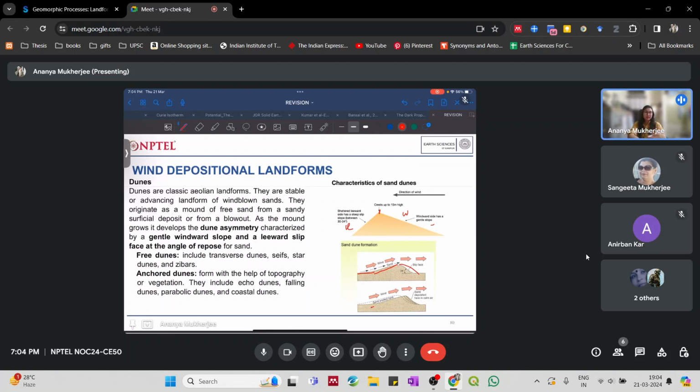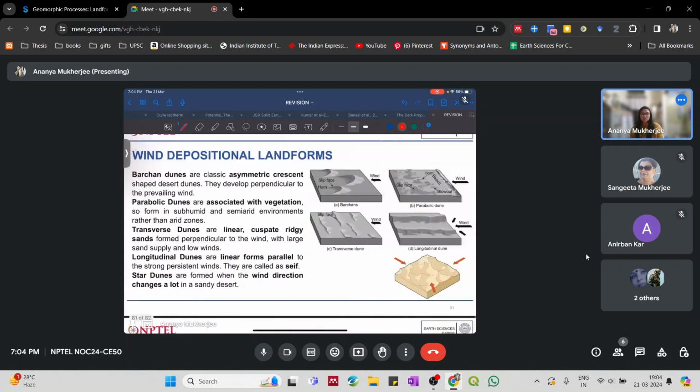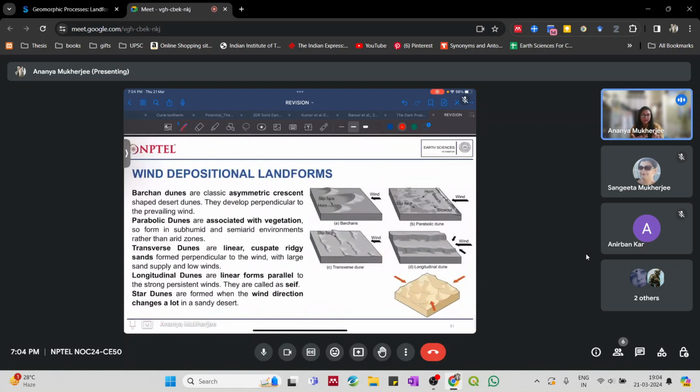In case of how they can travel, you can have free dunes, the dunes which can travel with time, and then you have anchored dunes. These dunes, due to either the vegetation or the topography, cannot move. Wherever they are forming, the crest remains there, and some part of the dunes can move, but not the entire dune. So, the types of dunes that we have are Barchan, parabolic, transverse, longitudinal and star dunes.